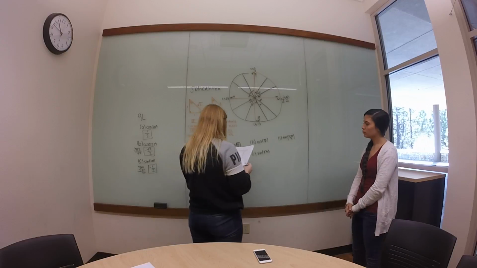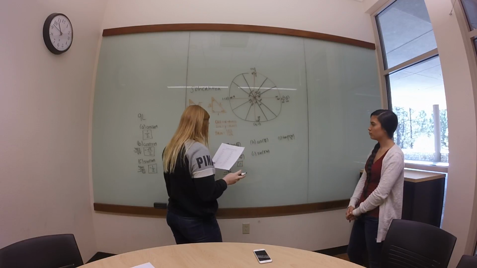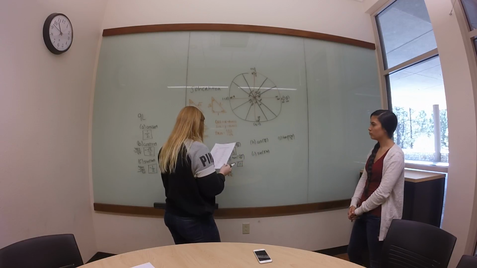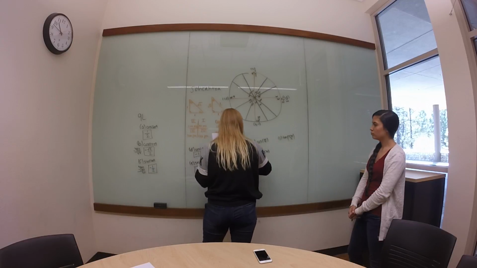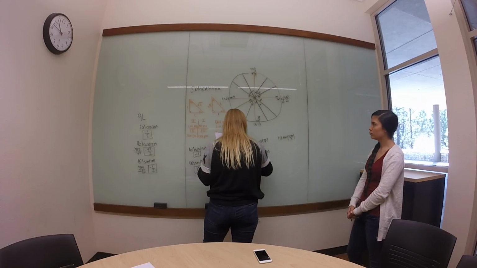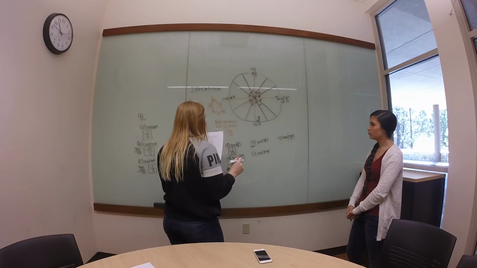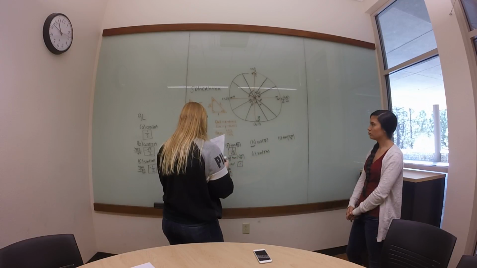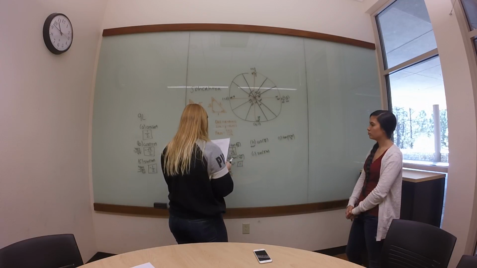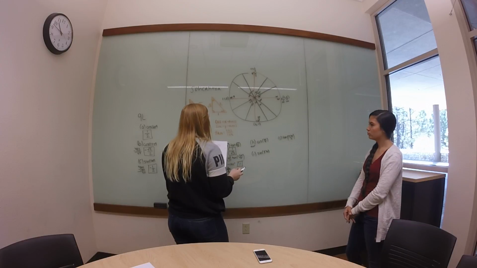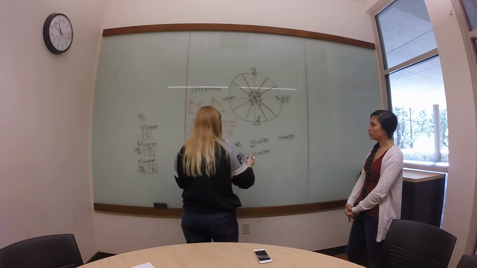H, cosine of 7 pi over 3. 7 pi over 3 is 420 degrees, and 420 degrees is in the first quadrant, so it's going to be positive. 420 is 60, so it's going to be 1/2.